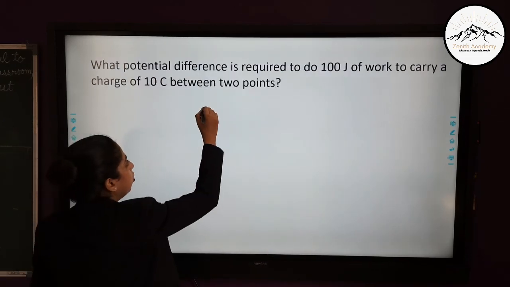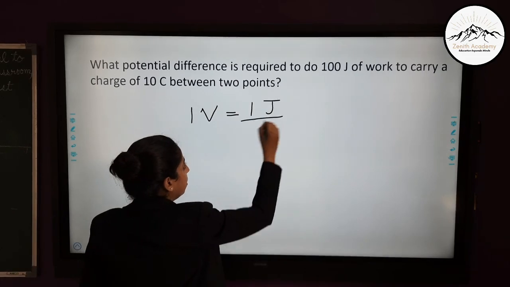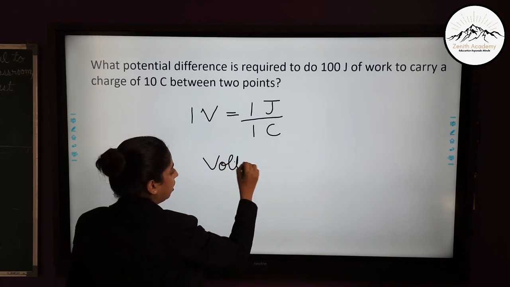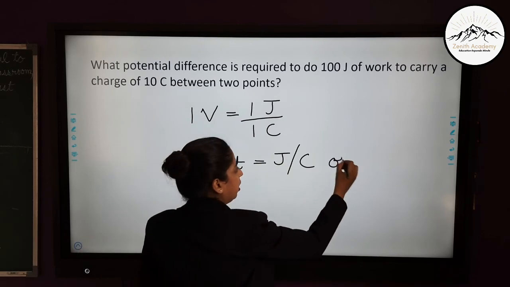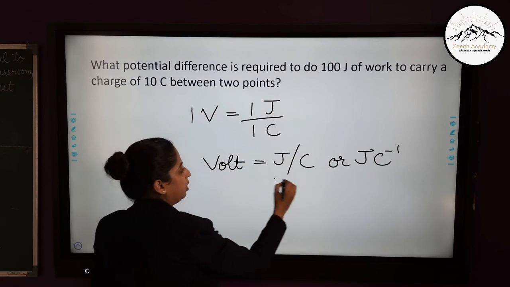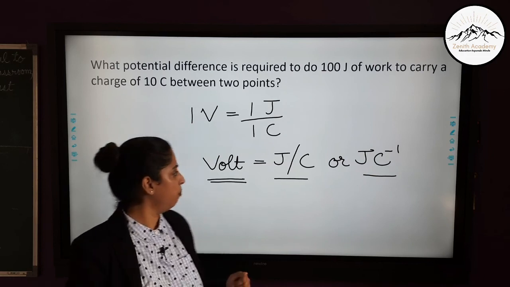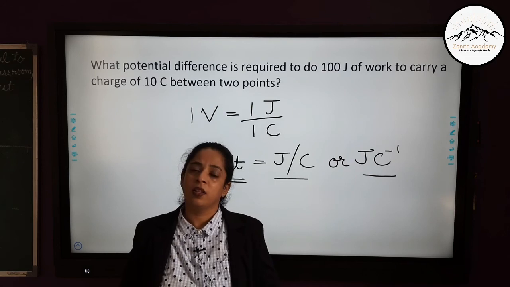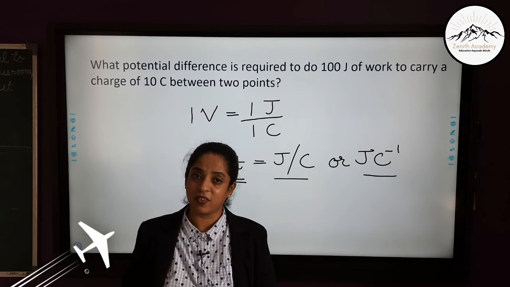Correct? Also we know the voltage will be 1 volt when this is 1 joule and this is 1 coulomb. Or we can say volt is also equal to joule per coulomb. So both of these units are equivalent to volt. If you keep in mind these formulas and the units and the conversion of units, then it becomes very easy to solve all the numericals of the chapter current electricity.